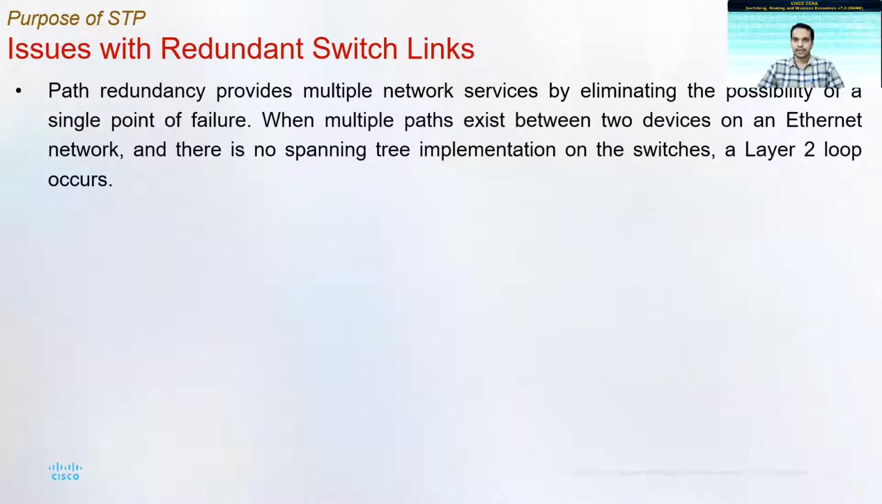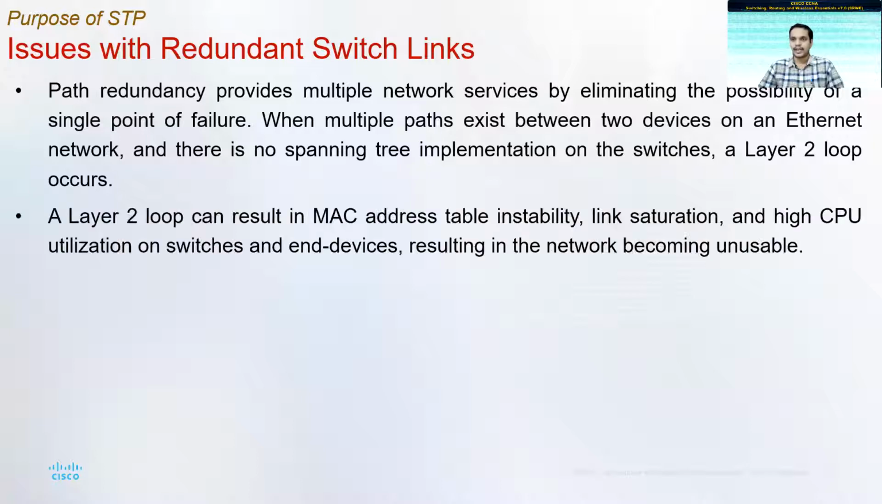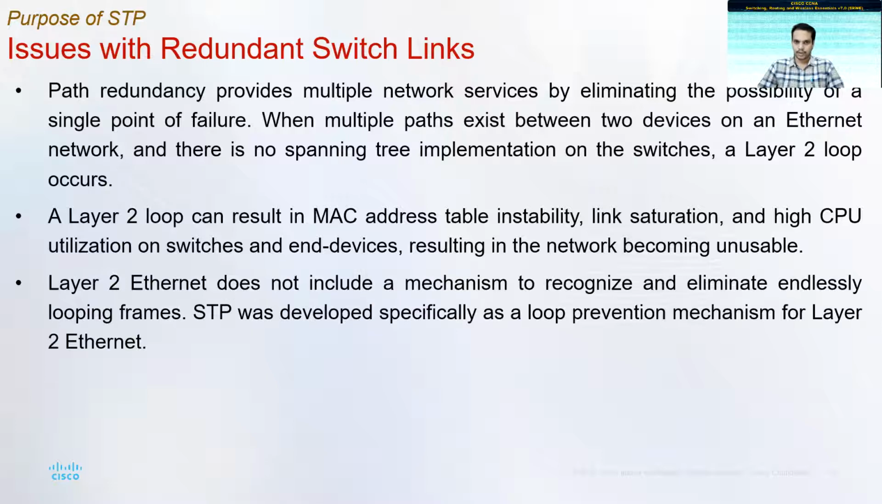Now, what are the different issues that you generally face with redundant switch links? As I told you, the main reason why a network administrator tends to use redundancy is to eliminate the single point of failure. And if there are multiple paths available between the devices, and if there is no spanning tree implemented, obviously there is a high possibility that a layer 2 loop occurs. If it happens, it will result in MAC address table instability, link saturation, and high CPU utilization on switches and end devices, which results in the network becoming unusable. It seriously degrades the performance of the network.